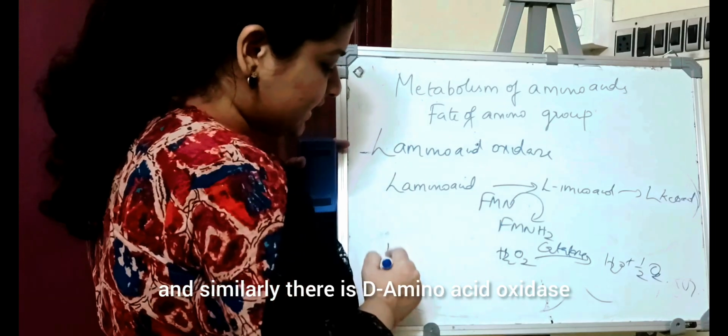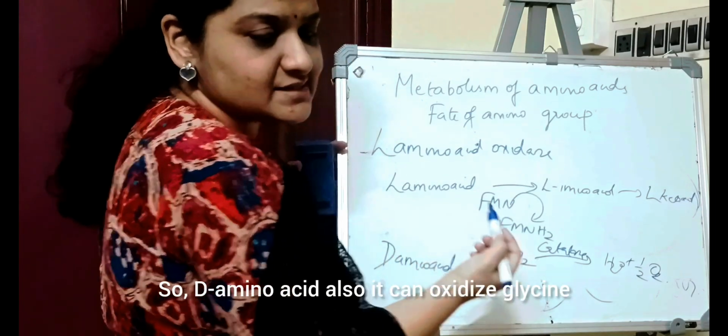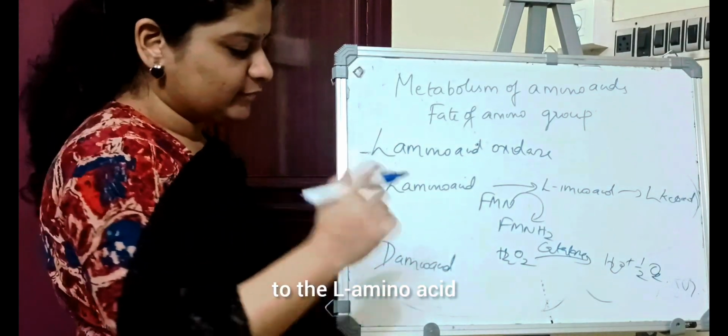Similarly, there is D-amino acid oxidase. D-amino acid oxidase can oxidize glycine, and any unnatural D-amino acid is converted to the L-amino acid.